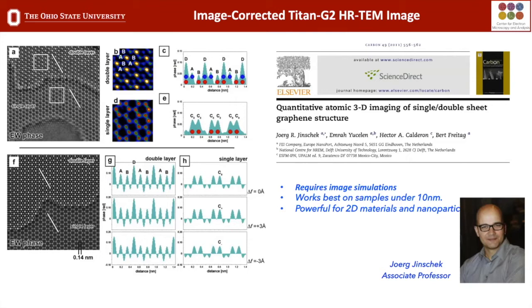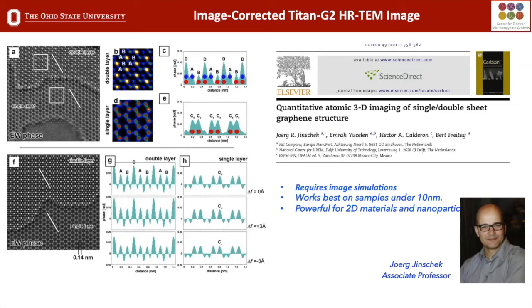So like I said earlier, the column position is determined by defocus and thickness. And if you have a 2D material, your thickness is as thin as possible. And it's easy to be at the right focus because there's really only one focus to be at and make it correct. So what Jorg did here is do image simulations and then also experimental images.